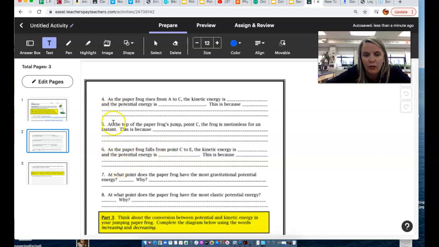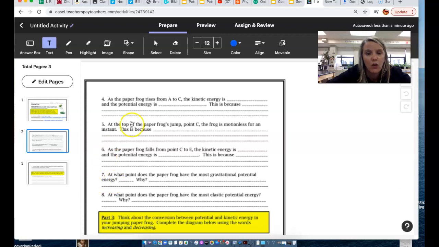And if you're confused about this, just write down what you think. We'll go over these, okay? We'll talk about this in more detail, but I want you to think about this. See if you can answer these questions. And then number 7, at what point does the paper frog have the most gravitational energy and why?